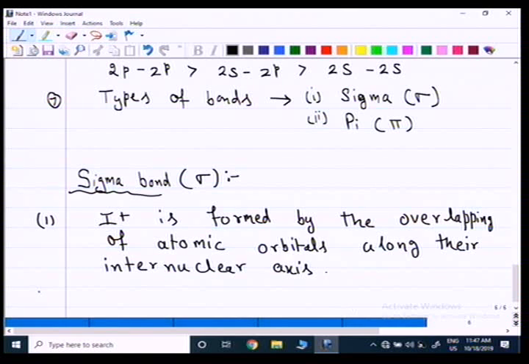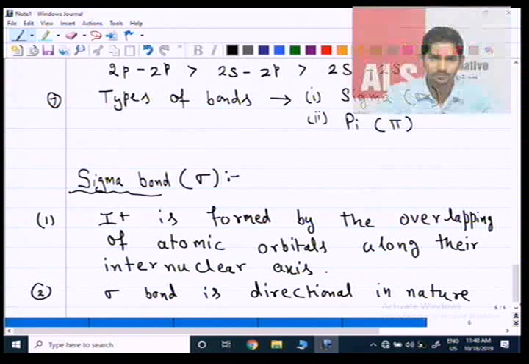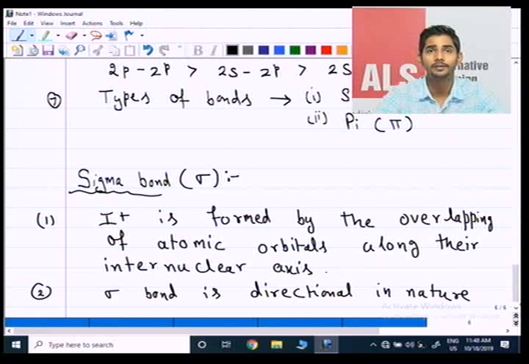Okay. Number 2. Sigma bond is directional in nature. Okay, directional means that, obviously, it will be formed when overlapping takes place along the internuclear axis, which means all types of overlapping cannot result in the formation of sigma bonds. Okay, only specified overlapping will result in the formation of a sigma bond.